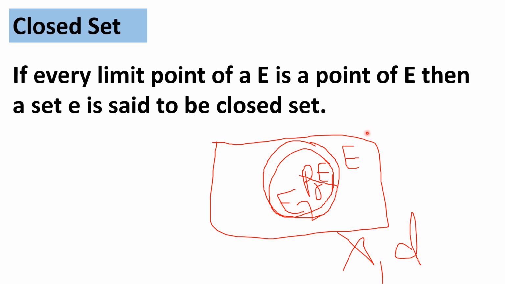And don't confuse between the open set and the closed set. In an open set, every point of E is an interior point of E. Here in the closed set, every limit point of E is a point of E. In the closed set, you get the limit point, and in the open set, you get the interior point. Okay? Hope it's clear about all the 4 definitions, and I'm winding it up.